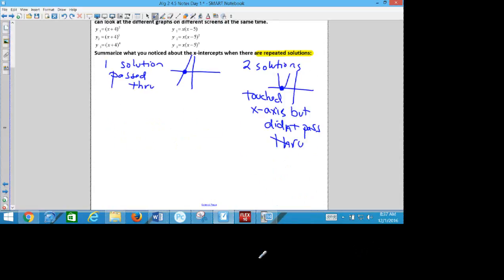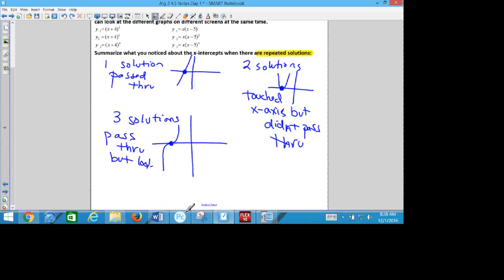So when there was 1 solution, it just passed right through. When there were 2 solutions, it came and touched it and then went back. What happened when there were 3 solutions? Did it just pass through? Yeah, it kind of looked cubic-like. There was something called a point of inflection. It made a little cubic right at that point. So it did pass through, but looked cubic.